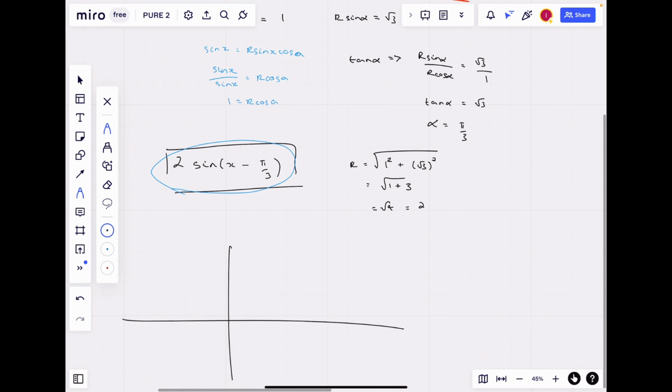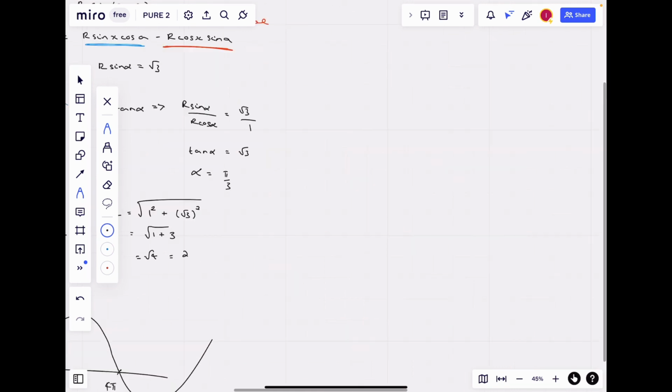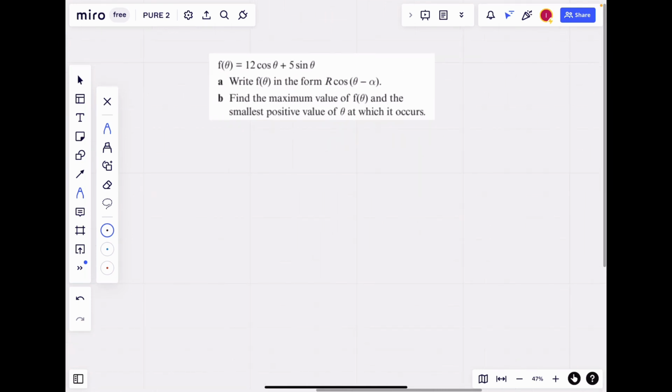So it should look something like this. 2, minus 2. This is going to be pi over 3. And this is going to be 4 pi over 3. Okay, cool. That's the first example. Let's have a look at this one. Now in this one, you need to put it into our cos form.